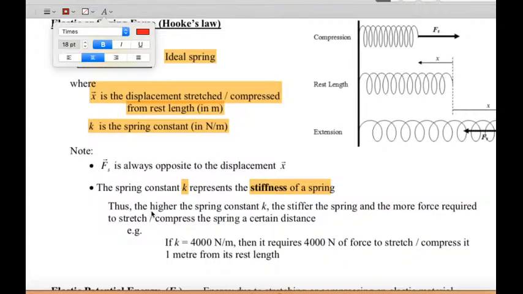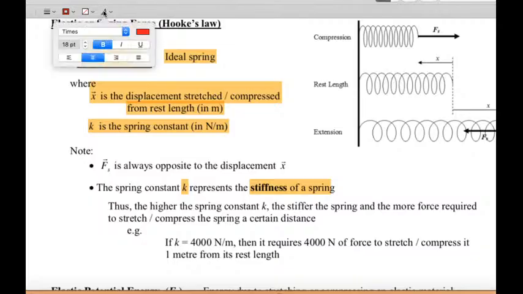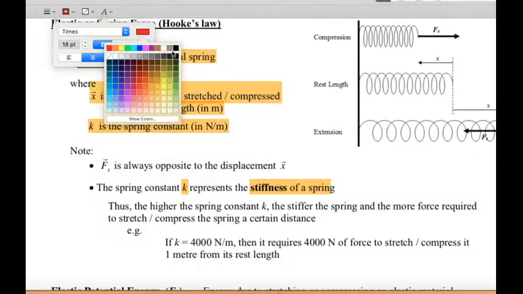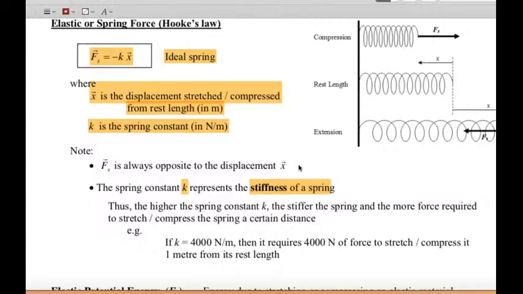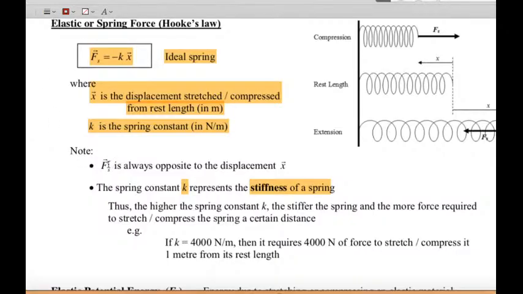Right? So you could just write a little note of that. You can call this guy a restoring force. That's another physics word you'll hear come up with this.